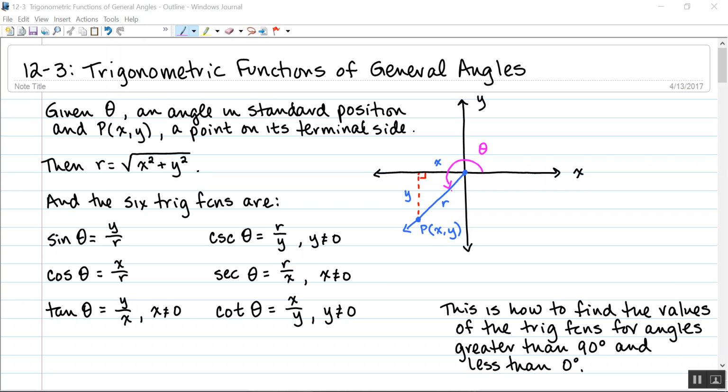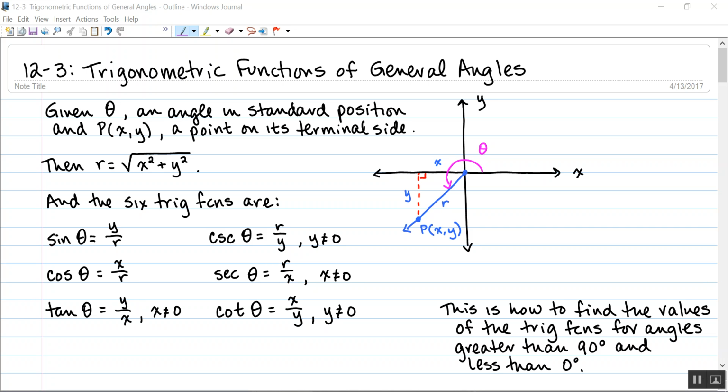R is the radius. If you were to complete the right triangle by drawing this vertical red line dashed here, you would have this leg equal to x, and this leg here equal to y. R is the radius of a circle, which we'll take a look at in a minute, or the length of the hypotenuse. Then using the Pythagorean theorem, the length of r is the square root of x squared plus y squared. And the 6 trig functions of that angle are as follows.